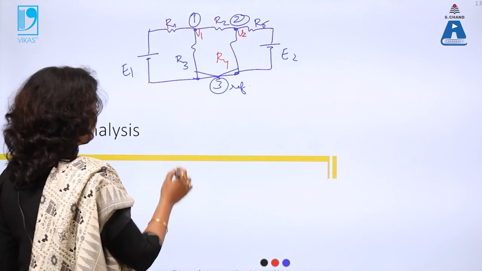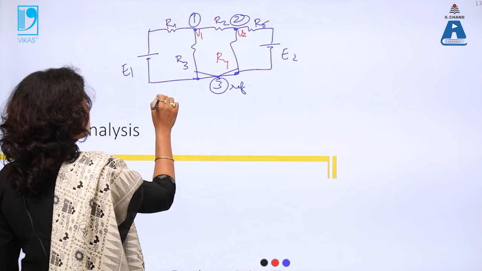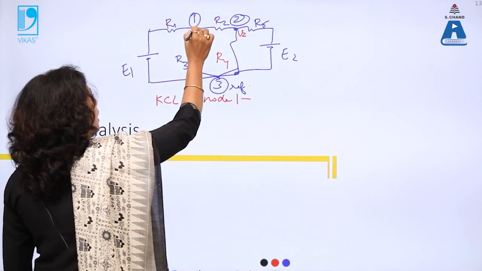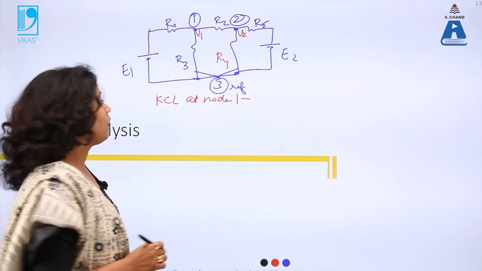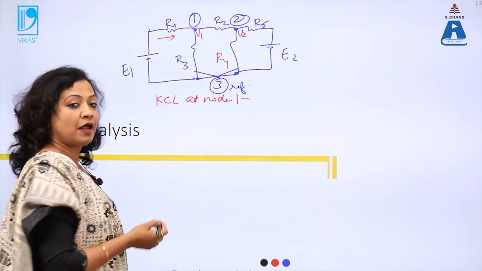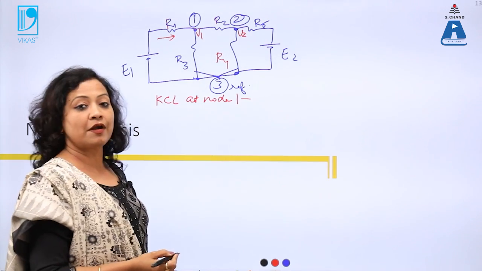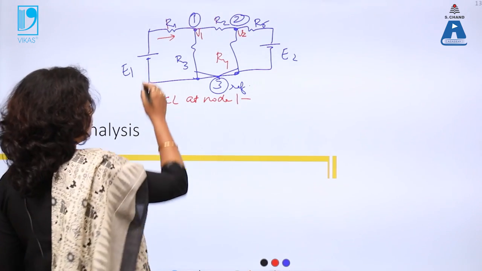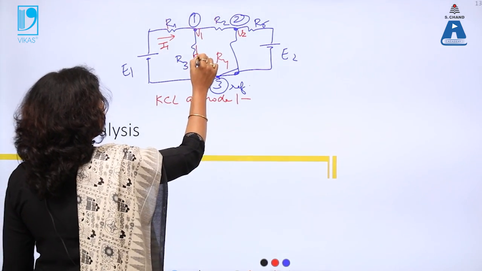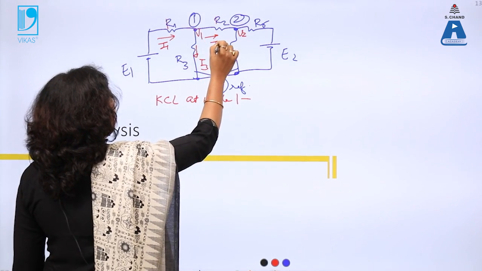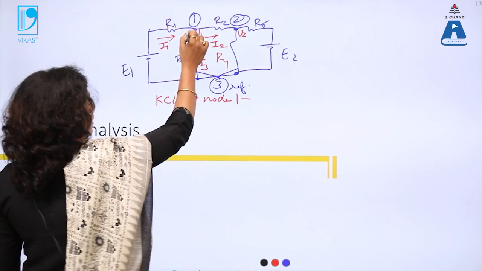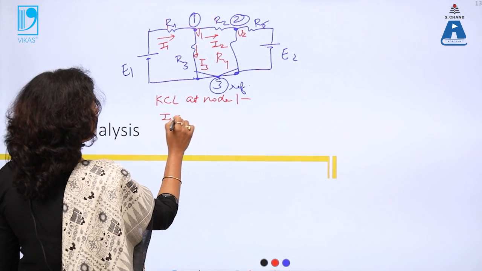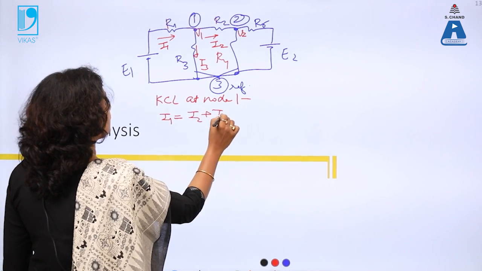Now let me start with the equation of KCL at node 1. So I am applying KCL. Now there is no current given, so I assume the current. If the current finally comes out positive, the assumption is correct. Otherwise, I have to say that the assumed current is opposite to the actual direction. So I assume this is I1, this is I3 and this is I2. Applying KCL at node 1, current I1 is entering, I2 and I3 are leaving. So entering is equal to leaving.